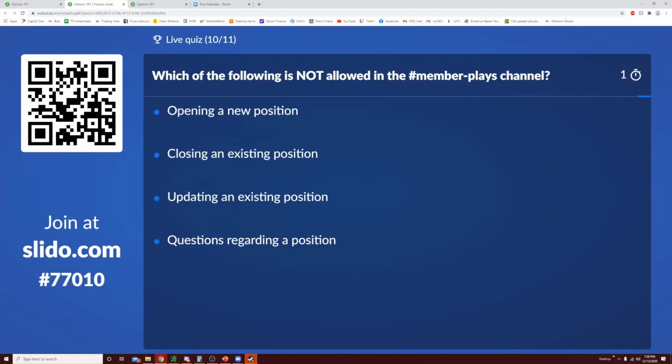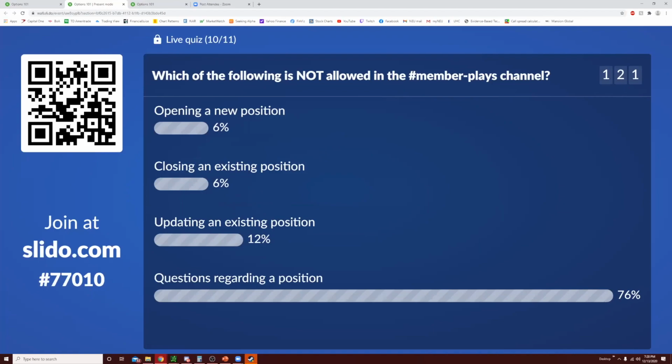Three, two, one. What do we get? We got 76% for questions. You're right. You guys are paying attention. We do encourage discourse, but we want to keep member plays clear so we can have everyone follow their own plays more easily. So for that reason, we do appreciate if questions could be sent directly to the person or in the trading floor or off topic or live chat room.